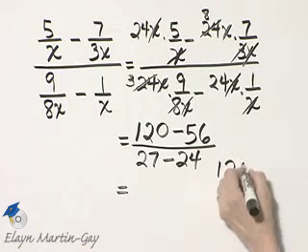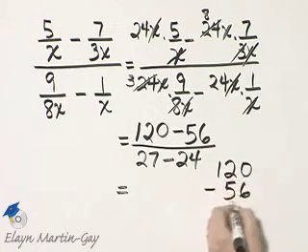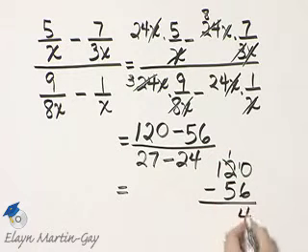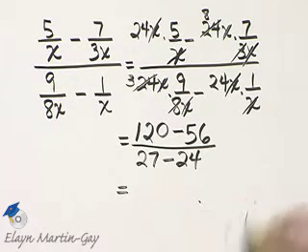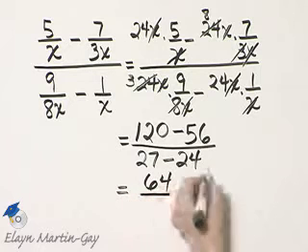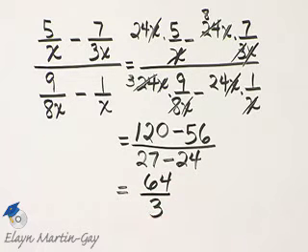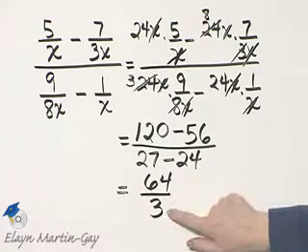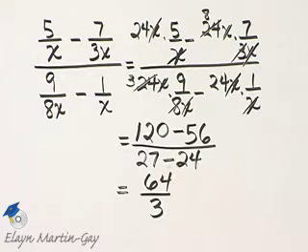120 minus 56. Let's see what that is. I'll borrow. 10 minus 6 is 4. 11 minus 5 is 6. So that's 64 over 27 minus 24, which is 3. Notice there's no common factor in 64 and 3, so there it is completely simplified.